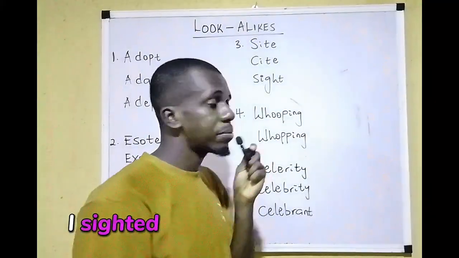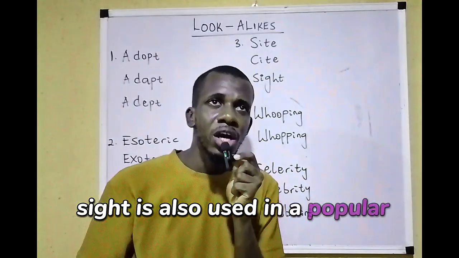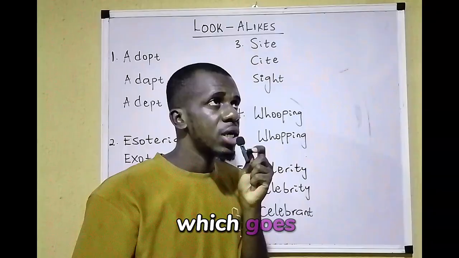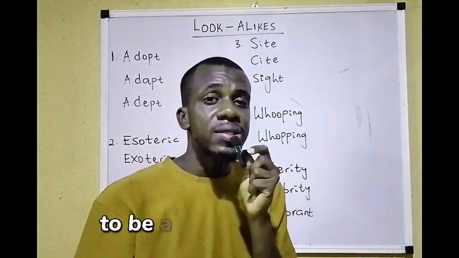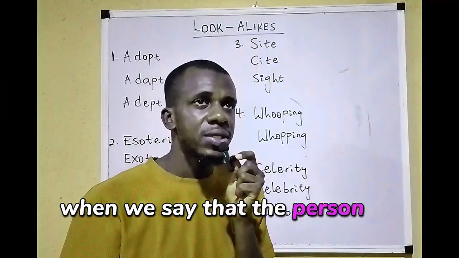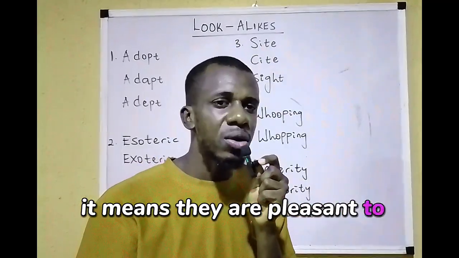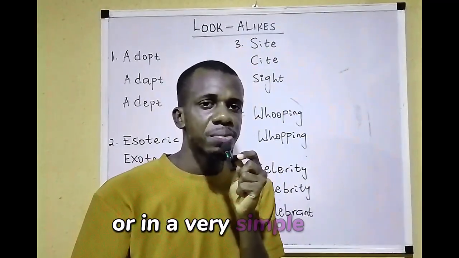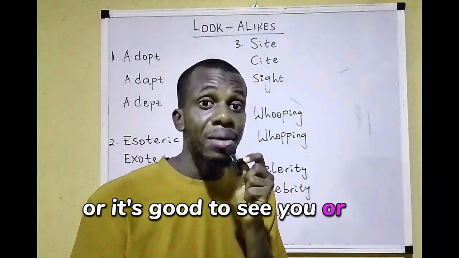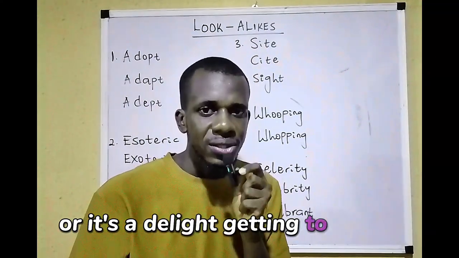Okay, so I cited my mom at the market. Now, this cite is also used in a popular figurative expression, an idiom, as it were, which goes: to be a sight for sore eyes. When we say that the person is a sight for sore eyes, it means they are pleasant to behold. Or in a very simple term, it just means it's nice to see you, or it's good to see you, or I'm happy to see you, or it's a delight getting to see you.